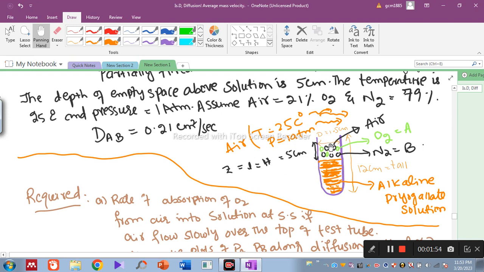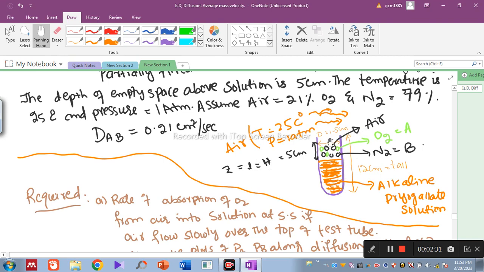This is a test tube which is 1.5 centimeter in diameter. This is the air which consists of oxygen and nitrogen. Oxygen is component A, nitrogen is component B. The test tube is 12 centimeter tall, and this is the alkaline pyrogallate solution. And this is the air which is flowing around the test tube. The air is at 25 degrees and 1 atmospheric pressure. The empty space above this solution is 5 centimeter, which is L or height or Z, anything you can say. So this is the 12 centimeter tall tube with alkaline pyrogallate solution.